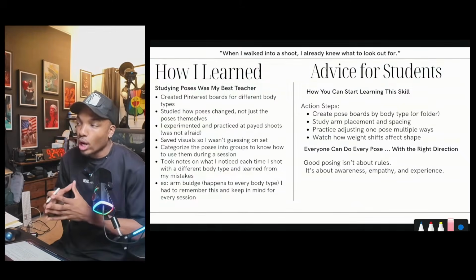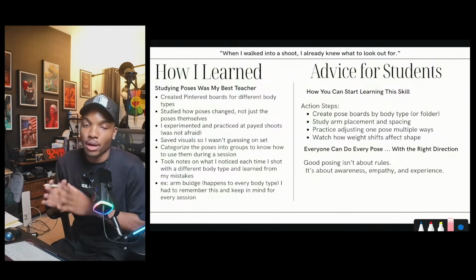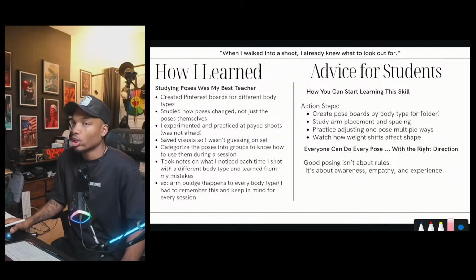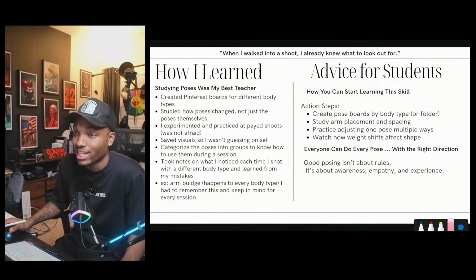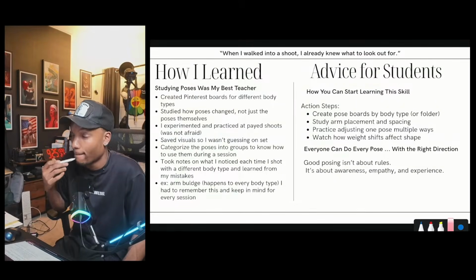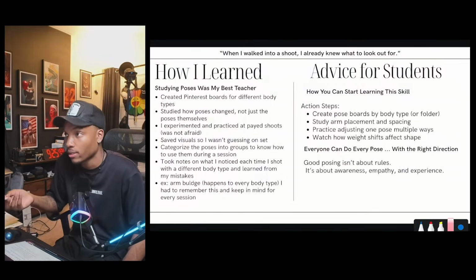Studying poses was the best way for me to learn. That was my teacher. That was how I learned how to pose others, was literally studying poses. I told you guys I treat this like homework, and I treat every photo shoot like an exam, right? So I study for the exam and I do my homework for the exams, right? My photo shoots are the exams, right?